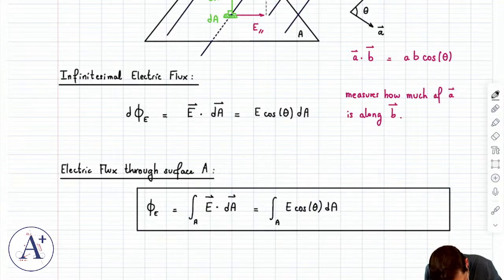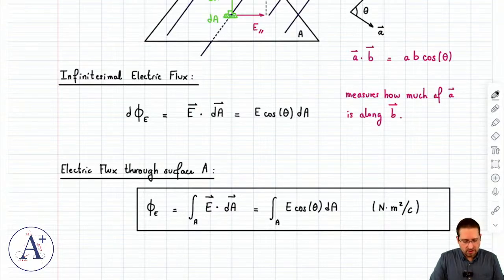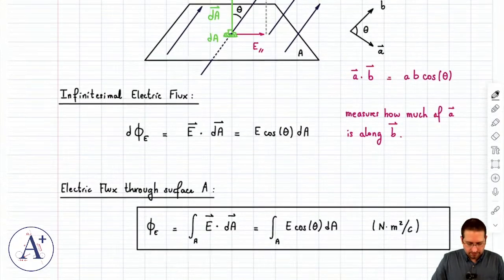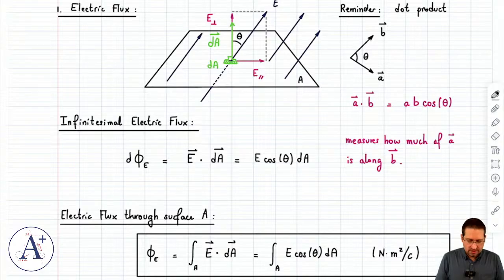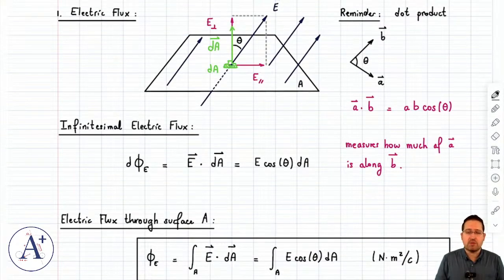It is therefore going to be measured in Newton meter squared per coulomb. Newton per coulomb is for E, meter squared is for the surface area. So those are the units of flux. It's a bit of a weird quantity, but if you accept that perhaps we'd like to know how many field lines go through a surface, that is how you would compute the electric flux. That would tell you how many field lines go through that surface A. Okay, so with that said, let's tie it to Gauss's law.